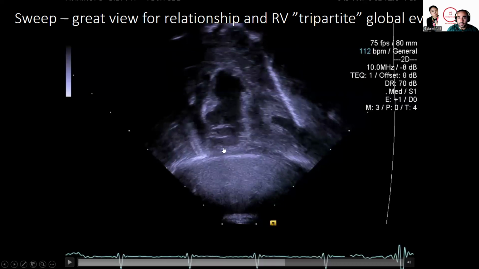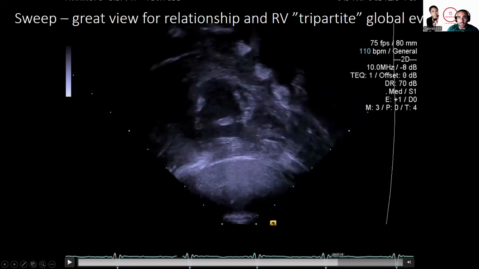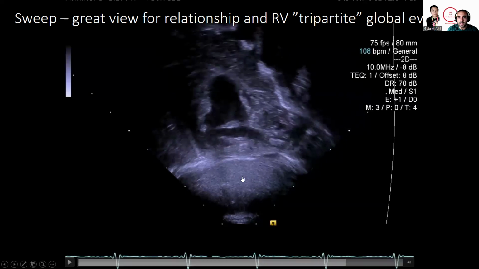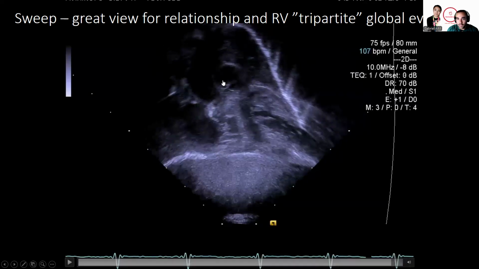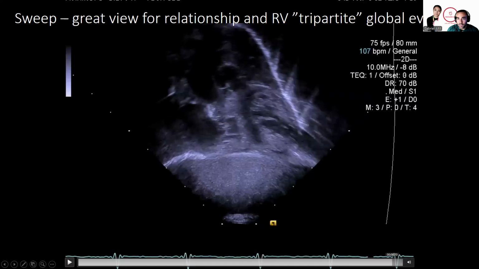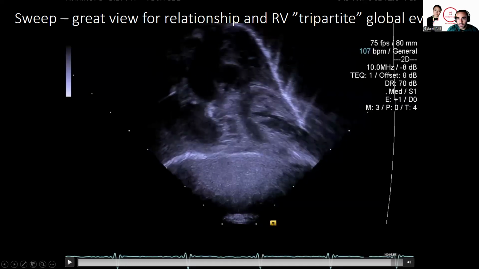And as I'm going up, now I see the body of my right ventricle getting to the outflow tract, and I start seeing my pulmonary valve. In this particular patient, I don't see the pulmonary valve well, but I can see the moderator band, which is kind of characteristic of the right ventricle. Oh, here I see the pulmonary valve, opening and closing, opening and closing.